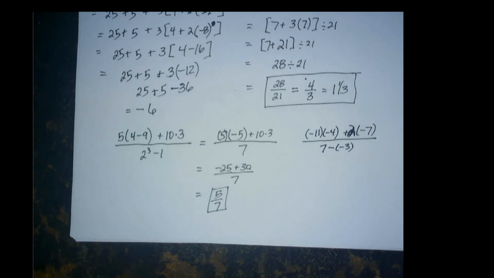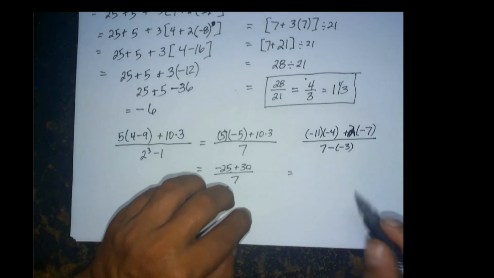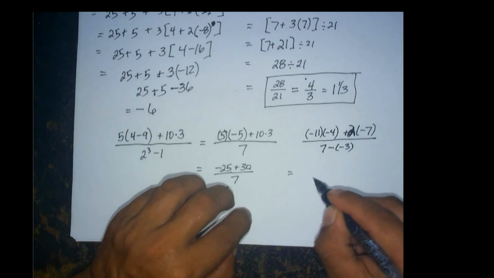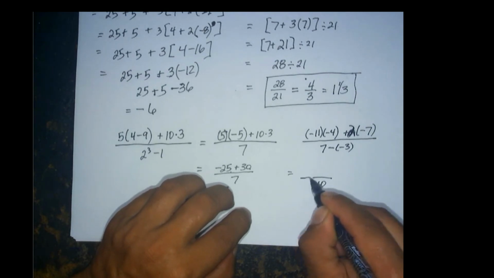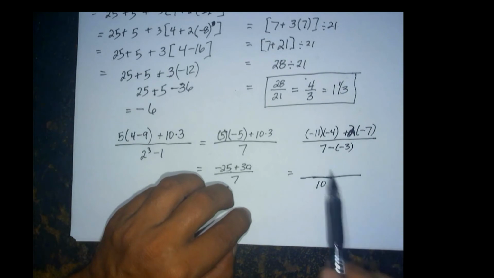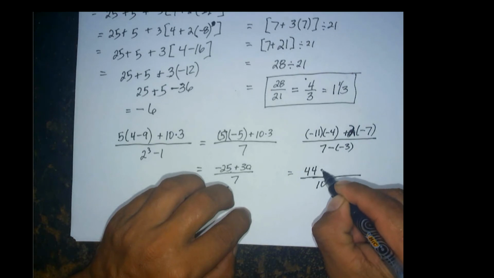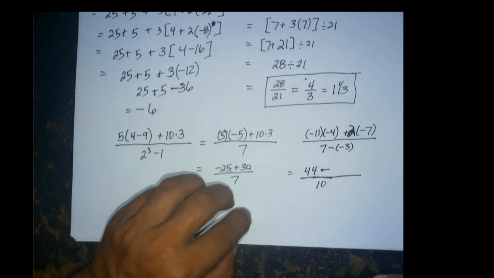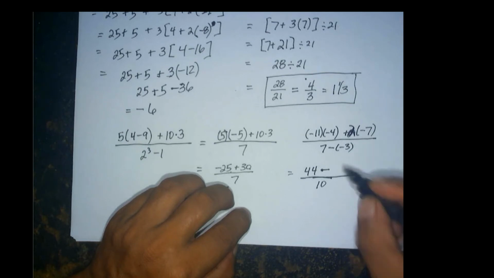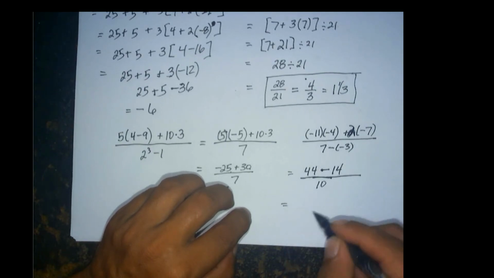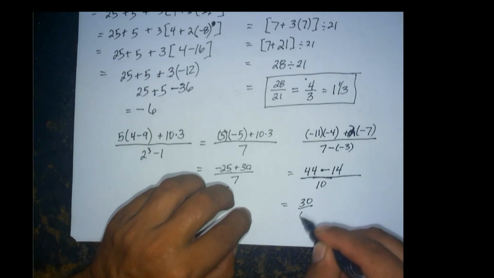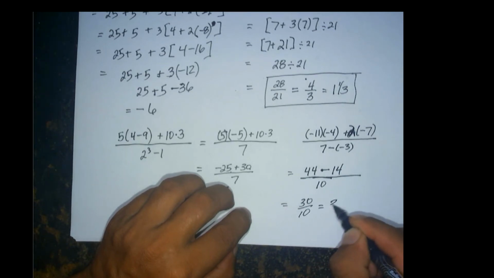Alright. So now the bottom is going to be 10. Yeah, the bottom is 10. Very good. 7 minus, when you take away negative, you add, so that's 10. I'm going to probably need some more room in that, huh? Okay. Alright, then I'm going to do 11 times 4, which is 44. Positive. Plus negative 14. So 44 minus 14 is 30 over 10, which is 3. Very good.